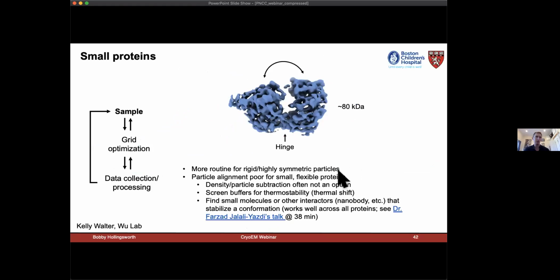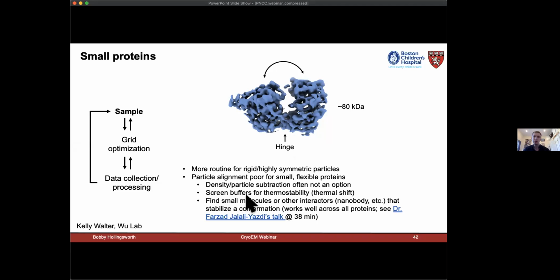I just wanted to mention briefly some efforts to resolve small proteins in our lab. This has become routine for us for very highly symmetric or rigid particles. However, when there's flexibility, particularly flexibility that isn't in discrete states, like conformational continuums, like in this protein that Kelly's been working with, where the protein rotates freely about this hinge domain, it's been a real challenge to resolve those structures because particle subtraction is often not producing a sufficient amount of remaining density for particle alignment.